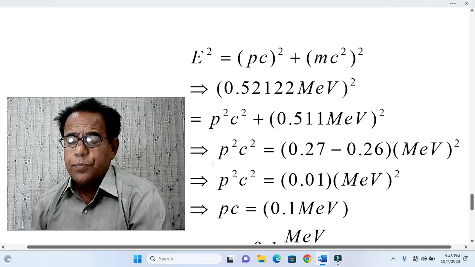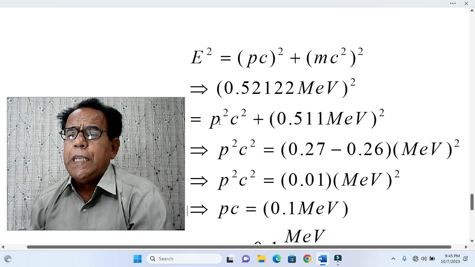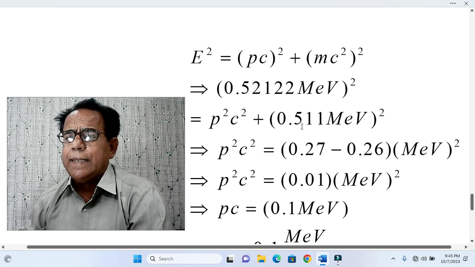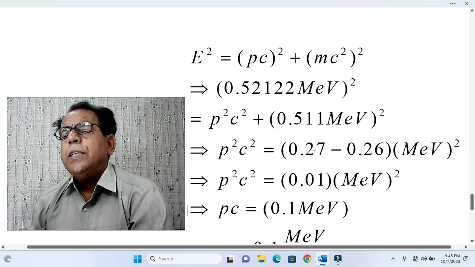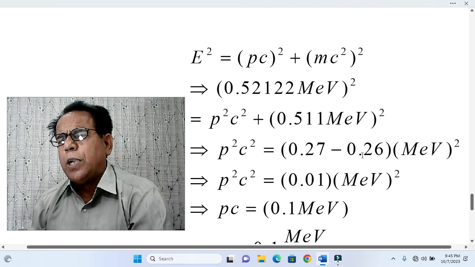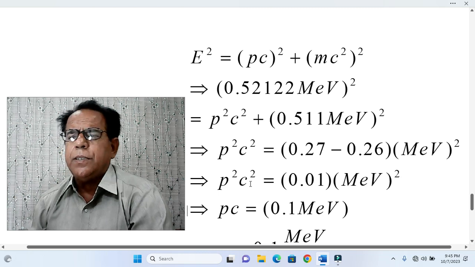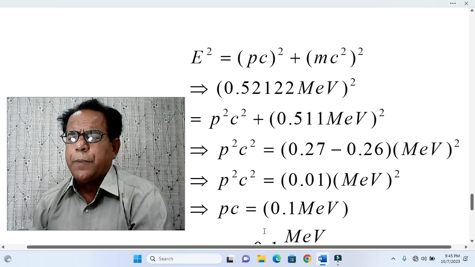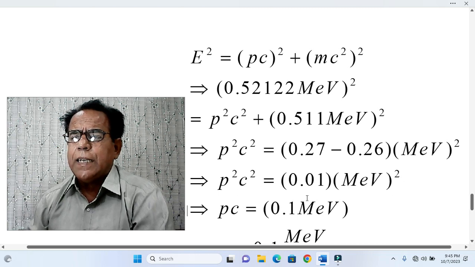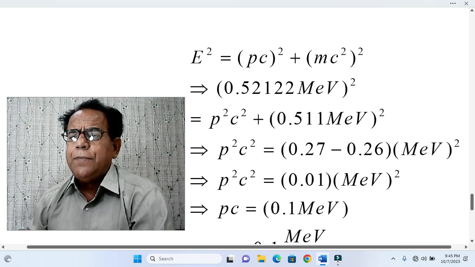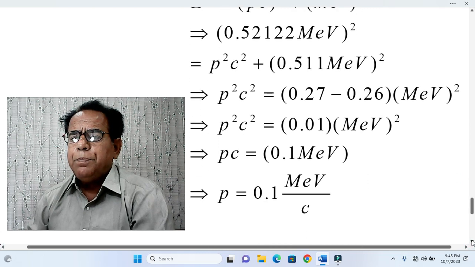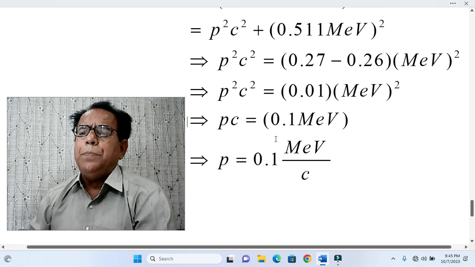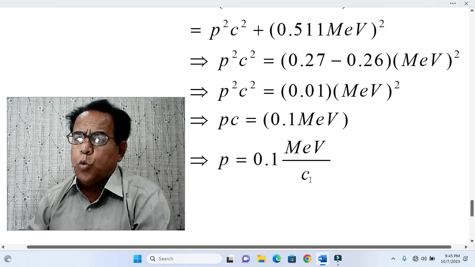Now we will keep p square c square on one side, and hence this factor will be shifted to the other side of equality and subtracted. Hence p square c square equals 0.2527 minus 0.26 million electron volt, so p square c square is 0.01 million electron volt. Hence when we take the square root on both sides, PC becomes equal to 0.1 million electron volt, and hence P will be equal to 0.1 million electron volt over c.